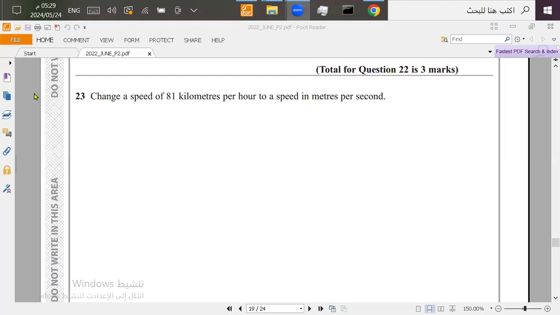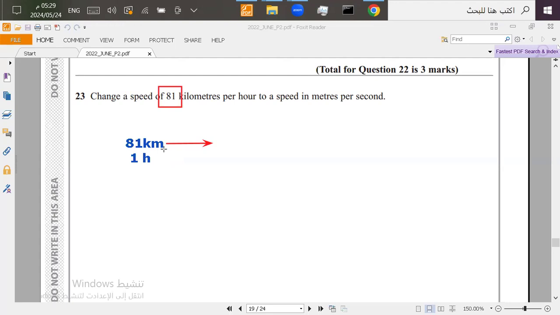So basically, we're going to take the 81 kilometers per hour. Let's write it like this: 81 kilometers per 1 hour. Now we're going to turn this into meters per second. It means we're going to turn the kilometers into meters, and to do this, we're going to multiply this by 1000.